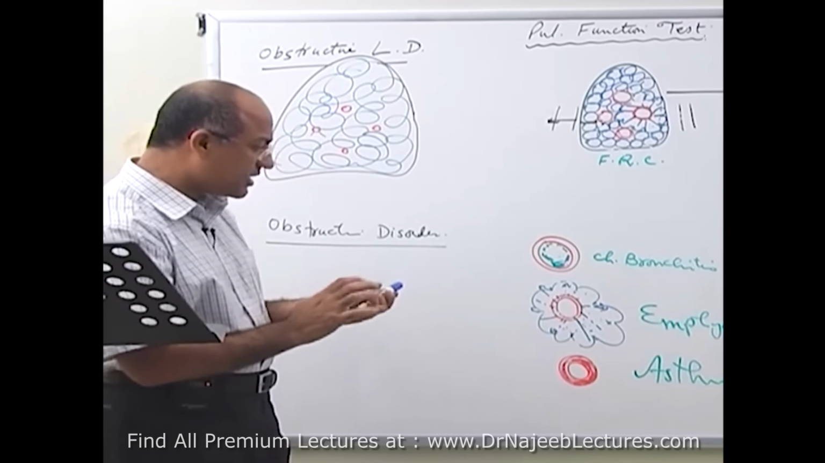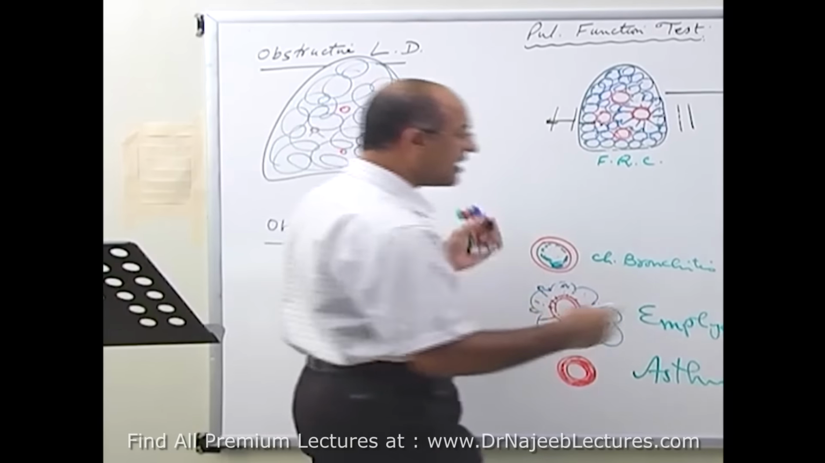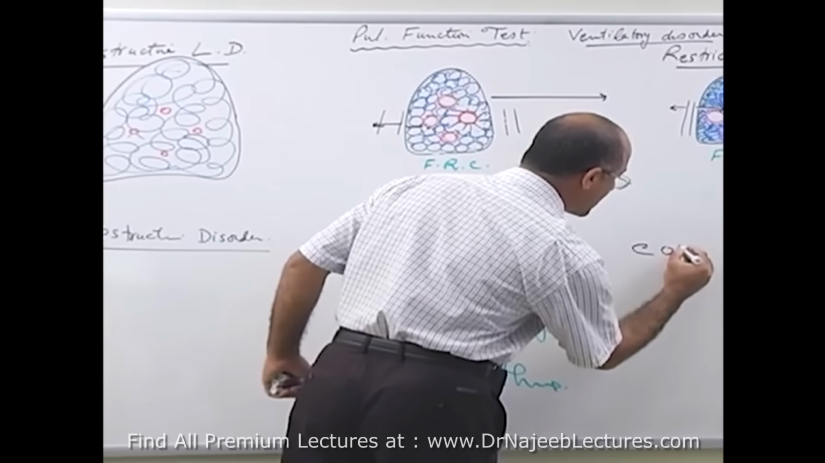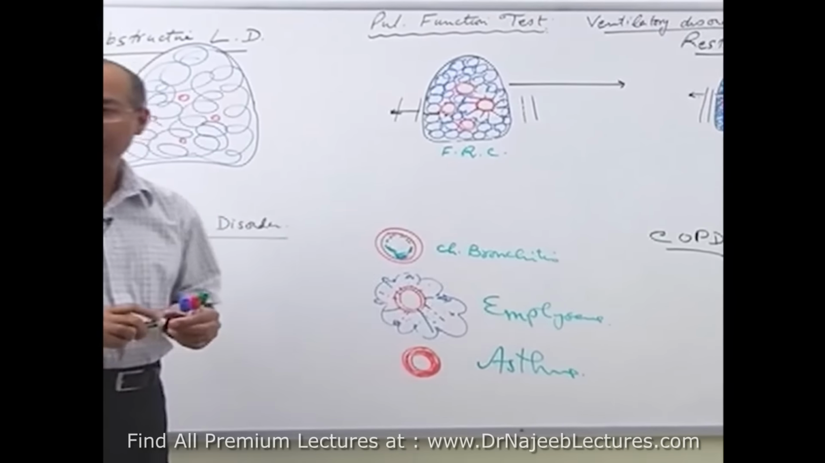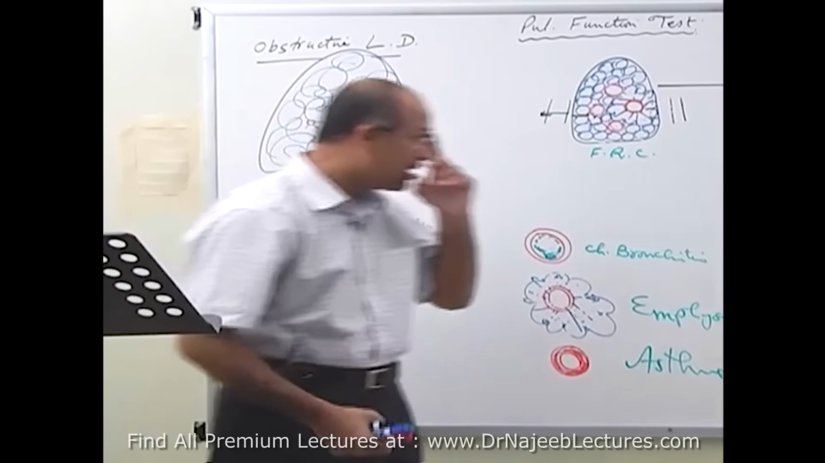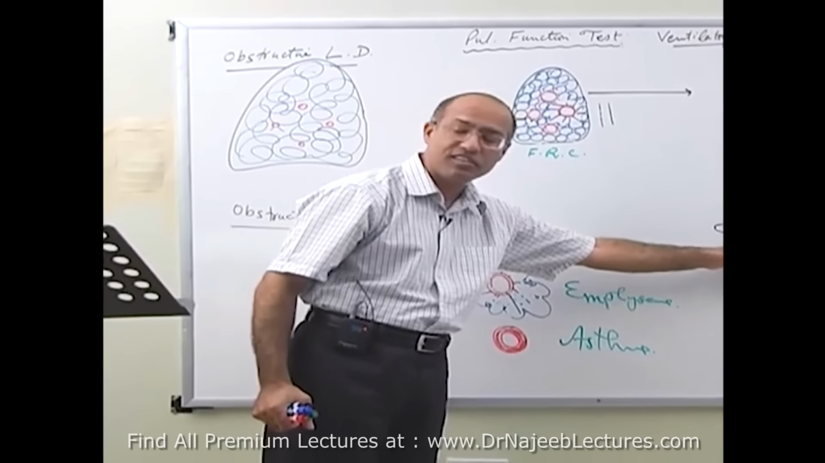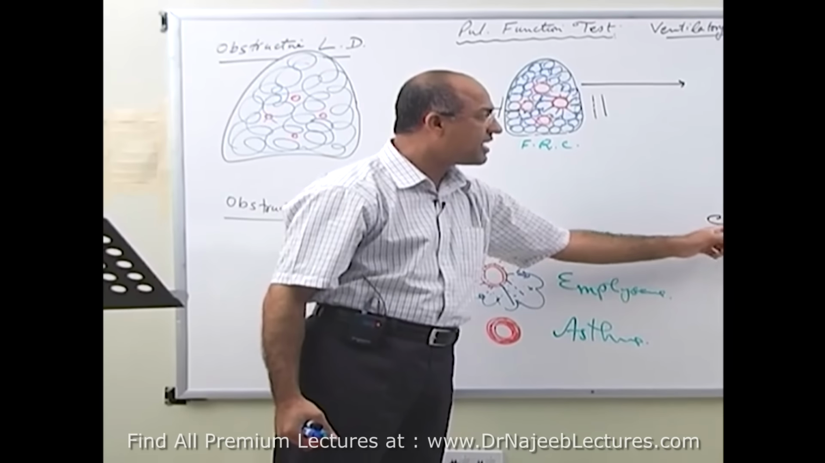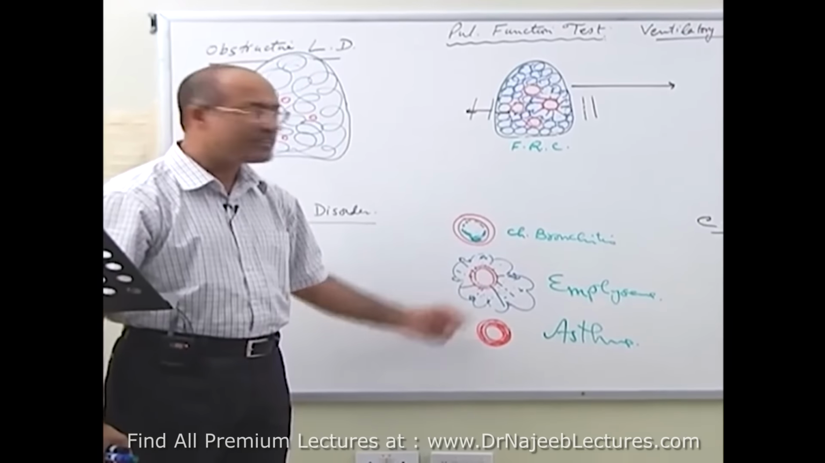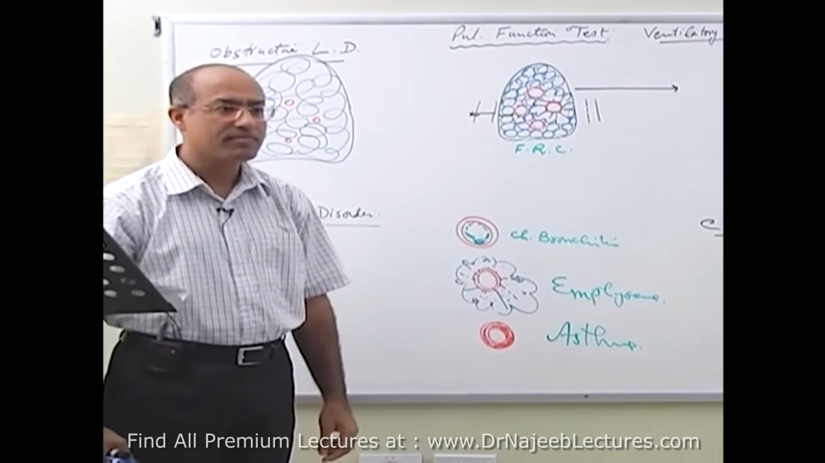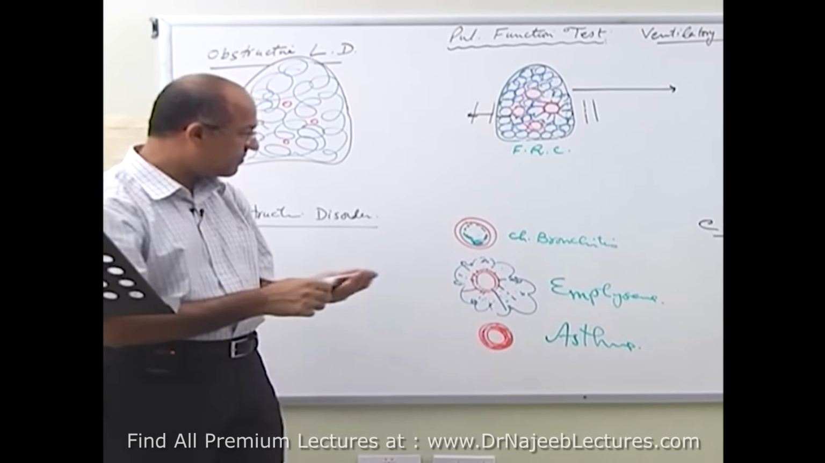Now, out of these three, which are classically called chronic obstructive pulmonary diseases? All of them or some of them? COPD or COAD, chronic obstructive pulmonary diseases, or chronic obstructive airway diseases. All of them are same in this category or some of them? Some of them. Which one?